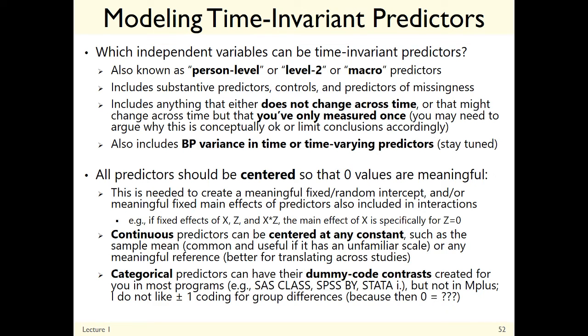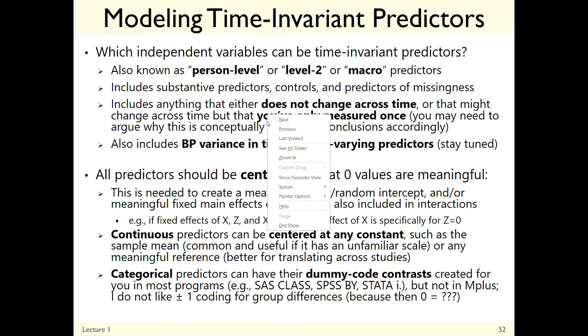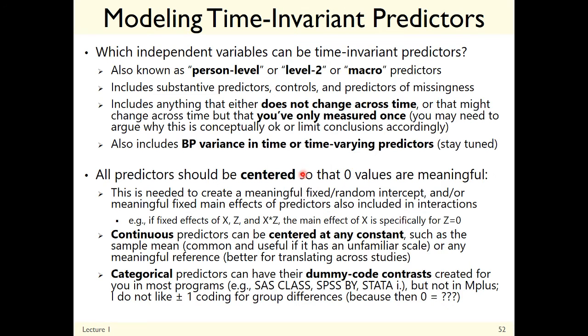So, all right, so predictors then. So we're talking about time invariant first. The rest of the afternoon is time varying. So we're talking person things that you have either measured once. Basically, even if you think they change over time, if you only have one of them, it's invariant. So you either might need to make an argument as to why that's okay or limit your conclusions accordingly to the time that you measured it. This is also going to include between-person variation in your time-varying predictors. So we will see examples of that this afternoon.